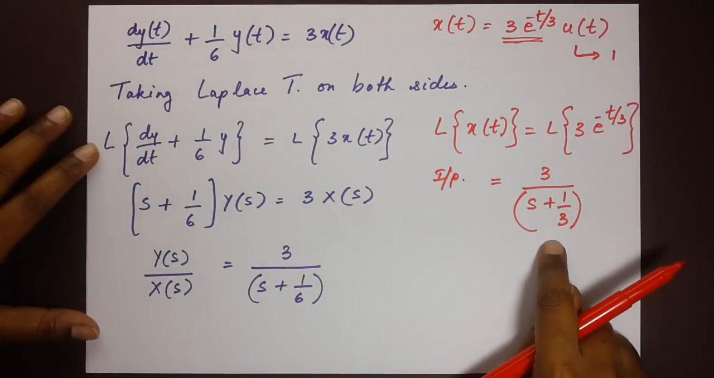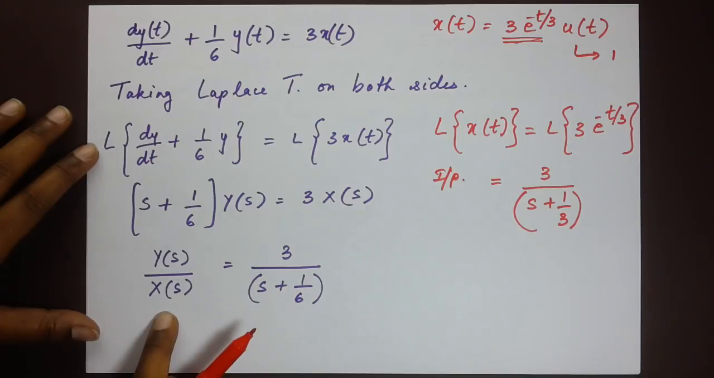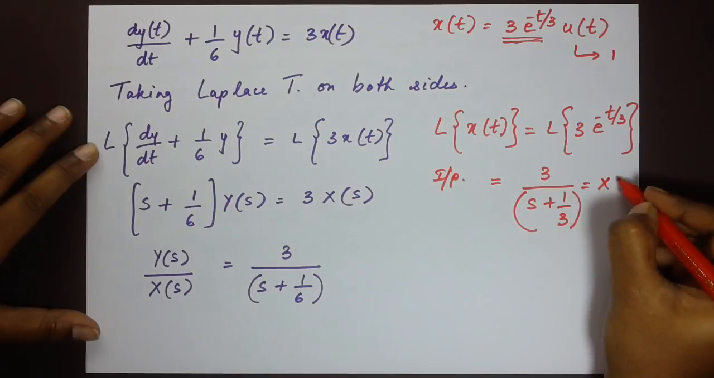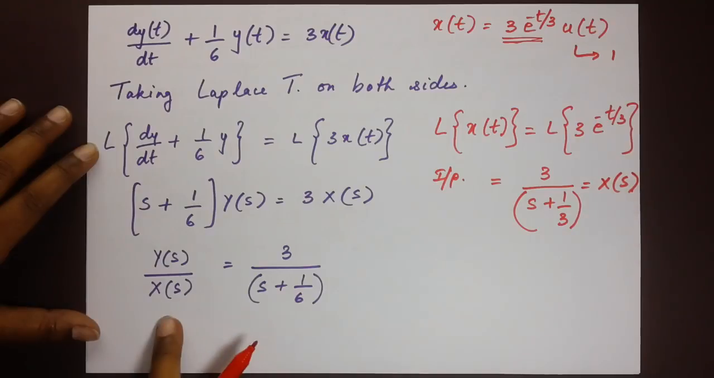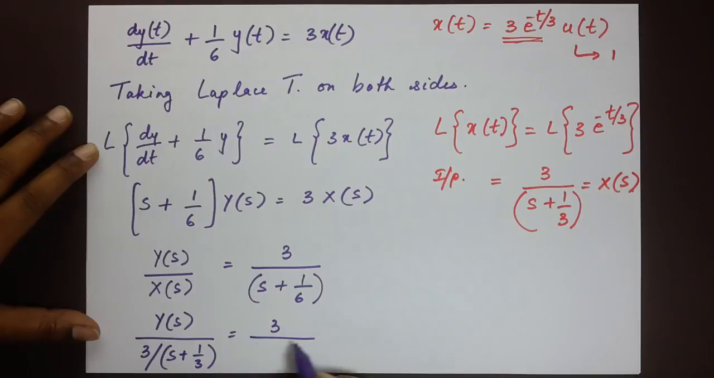Now let's substitute this over here for X(s). So if we were to substitute that here, Y(s) divided by 3/(s + 1/3) is equal to 3 divided by (s + 1/6). Okay, so now we have an expression where we need to find out what Y(s) is. So let's take this term to the other side.